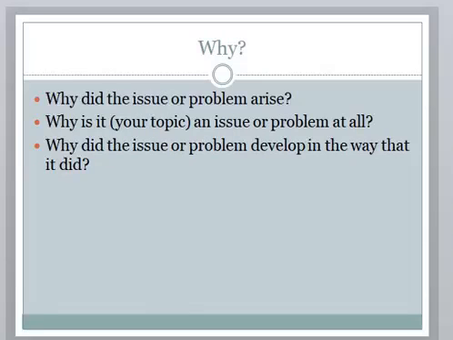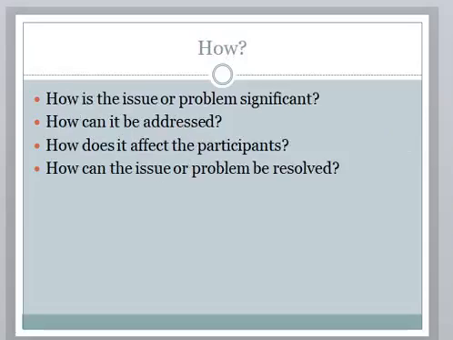Then comes why did the issue or problems arise, why is it an issue or problem at all, why did the issue or problem develop in the way that it did. Then comes, at the end, how. How are the issues or problems significant, how can it be addressed, how does it affect the participants, how can the issue or problem be resolved. So these are the examples of questions that someone can ask if you have done research on any topic.